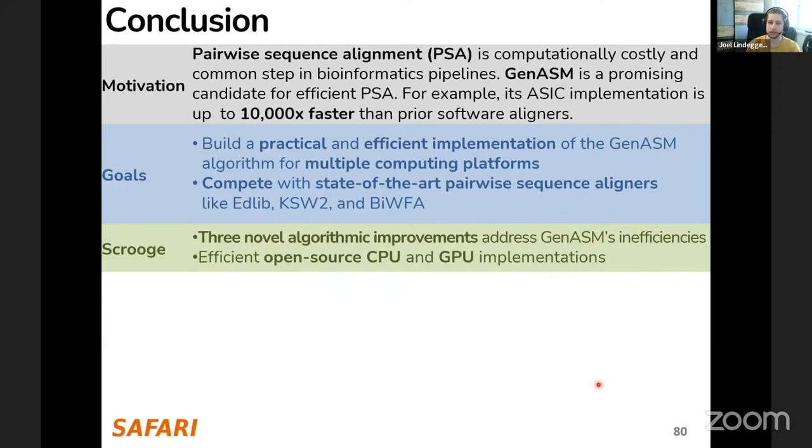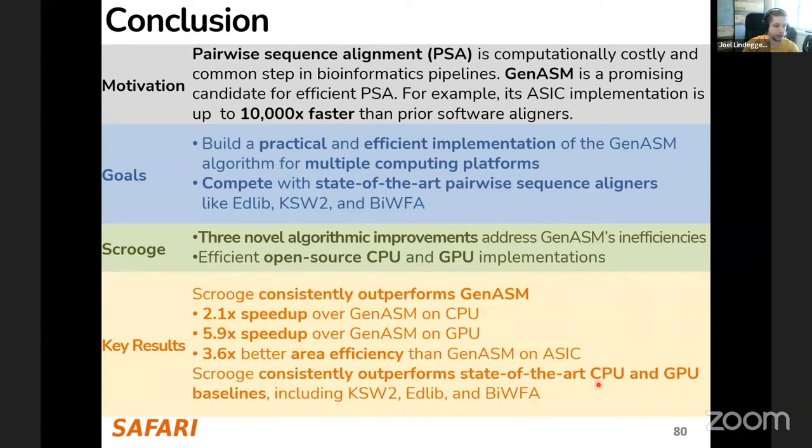And we introduce efficient open source CPU and GPU implementations of the improved algorithm. We observed that Scrooge consistently outperforms Genome, such as by 2.1x on CPU, 5.9x on GPU, and has 3.6x better area efficiency when implemented as an ASIC. Finally, we observed that Scrooge consistently outperforms state-of-the-art CPU and GPU baselines, including KSW2, EDLib, and BiWFA.